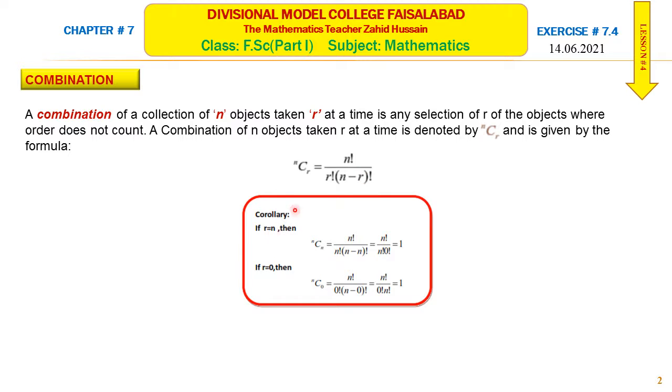If r is equal to n, then nCr is equal to 1. This is important from the MCQ point of view. nCn is equal to 1. And if r is equal to 0, then nC0 is equal to 1 also. nCn is equal to 1 and nC0 is equal to 1 also. These are important for MCQs.